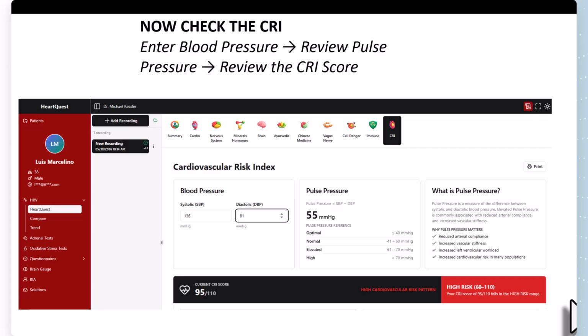Why does pulse pressure matter? Reduced arterial compliance, increased vascular stiffness, increased left ventricular workload. The heart's got to work harder if the arteries are stiff to pump that blood through a stiff artery. Increased cardiovascular risk in many populations. So on the bottom there, he has a score, right? 95 out of 110. It calculated that again based on all the other cardiovascular risk factors plus the pulse pressure, which is 55. So he's got a high risk.